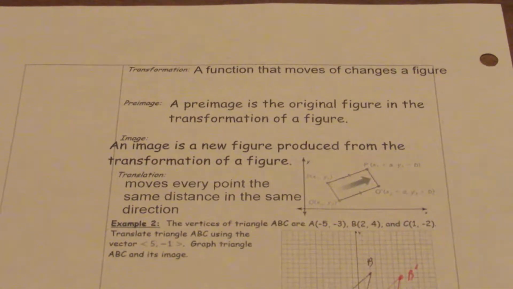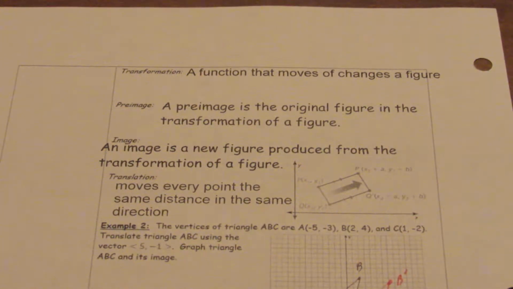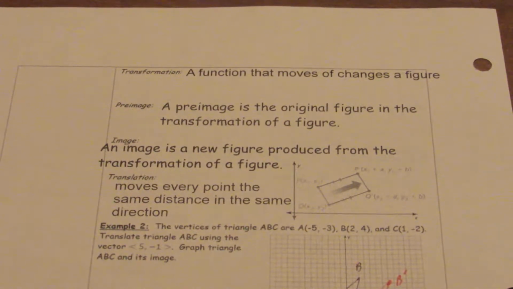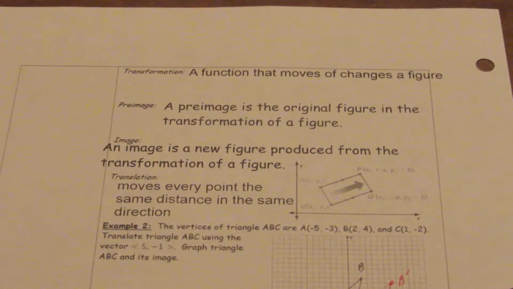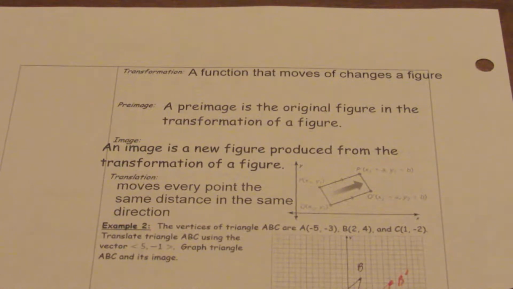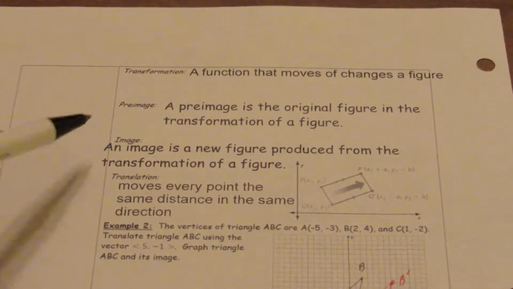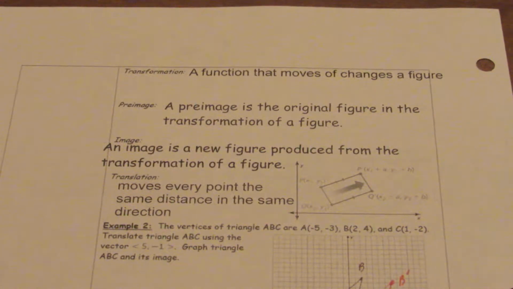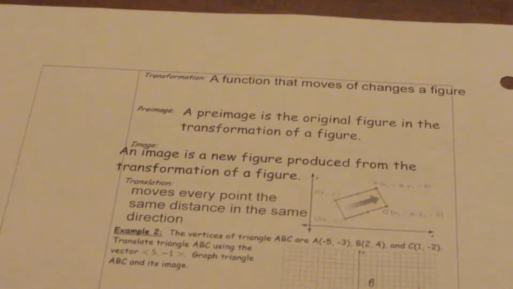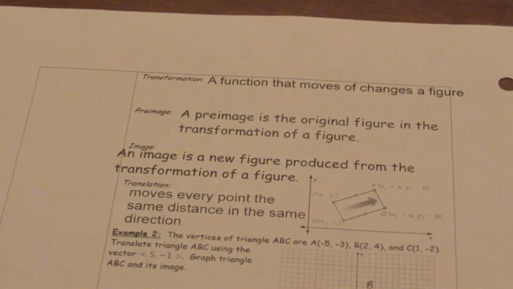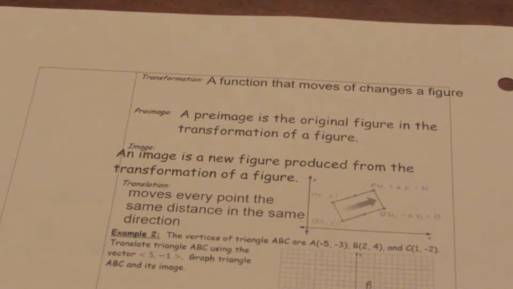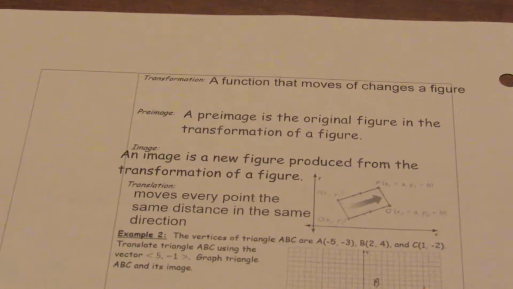A transformation is a function that moves a figure, a function that moves or changes a figure. A pre-image is the original figure in the transformation of a figure. The image is the new figure produced from a transformation. The image part sometimes confuses people because they think of image as the original. Pre-image is your original, image is the new thing.